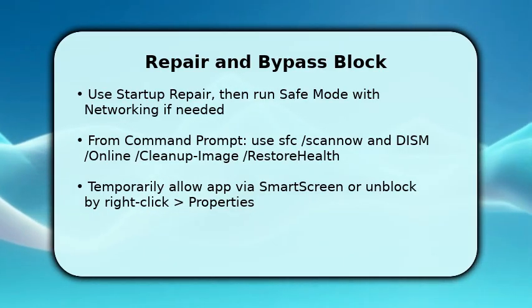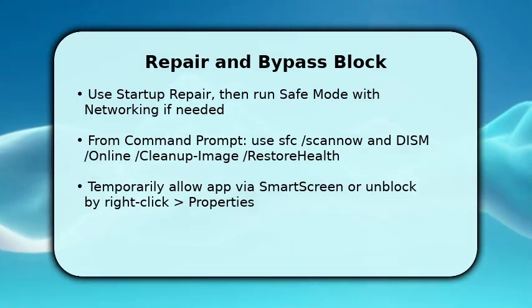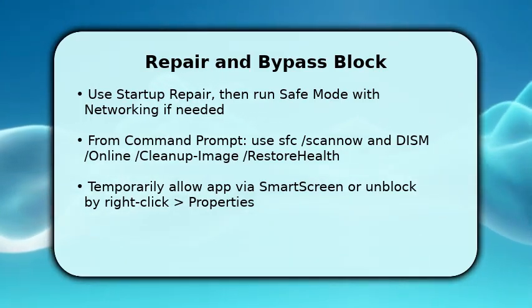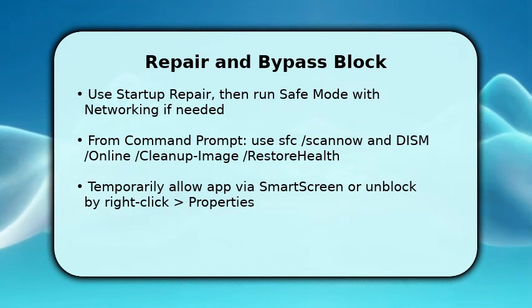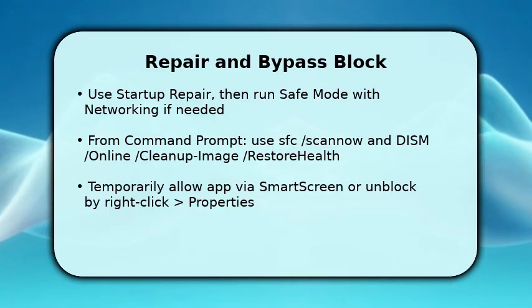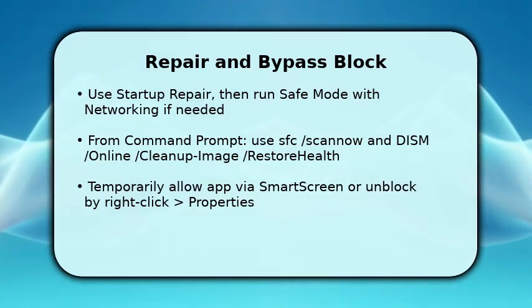If Windows shows "Windows protected your PC" for a trusted installer, temporarily allow the app via SmartScreen or right-click the file, Properties, and unblock. Make sure to re-enable protections after the install. Finish by restoring protections and validating the system.